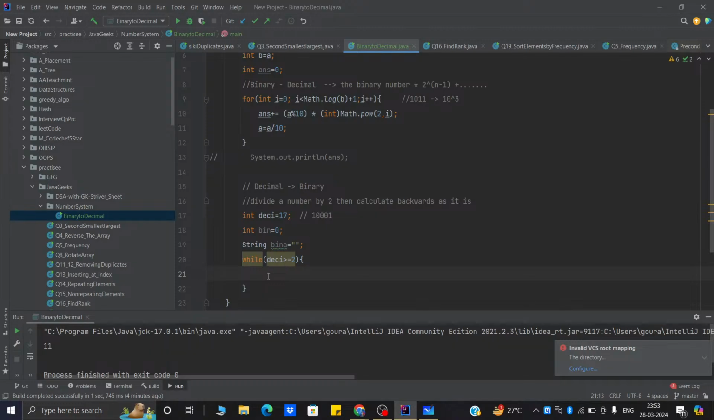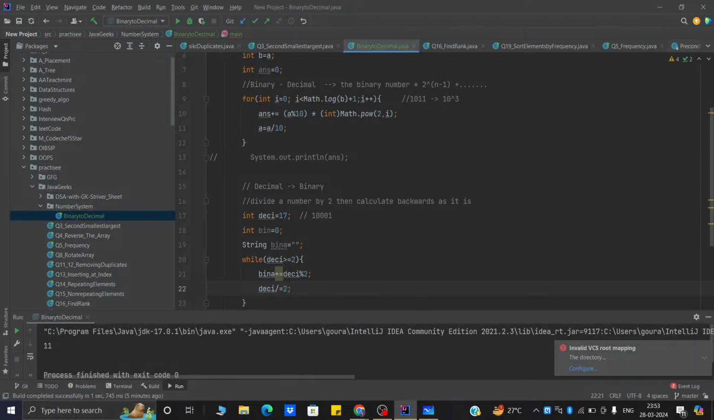So what we do is binary plus equals decimal modulo 2. So what will happen is decimal will be divided by 2 and the remainder will be added to the binary number. Okay, so now decimal divide equals 2.